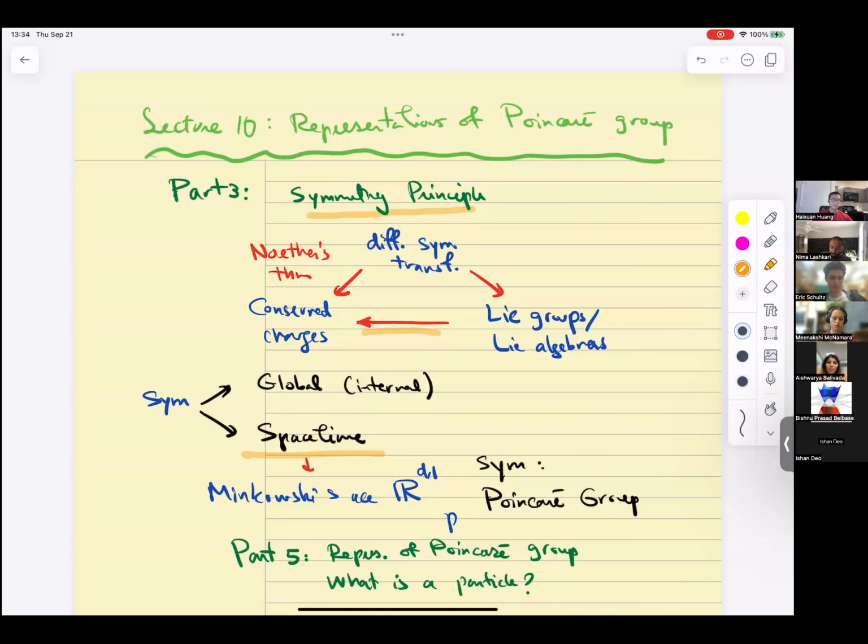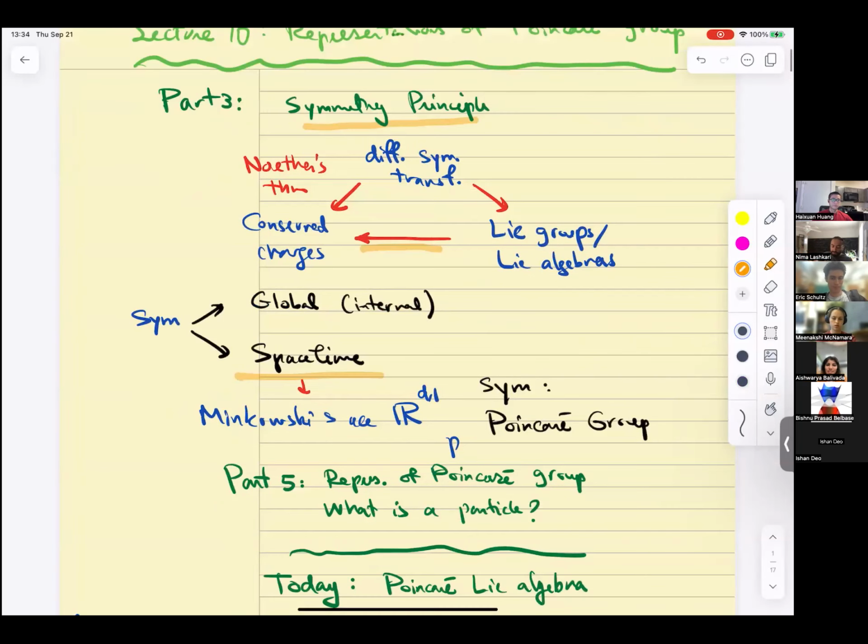All right. Then we said there are two types of symmetries. They're global. These are internal symmetries that act at every point in space-time. They will act at every single point in space-time. And the other one are space-time transformations. So today we're going to be talking about space-time transformations.